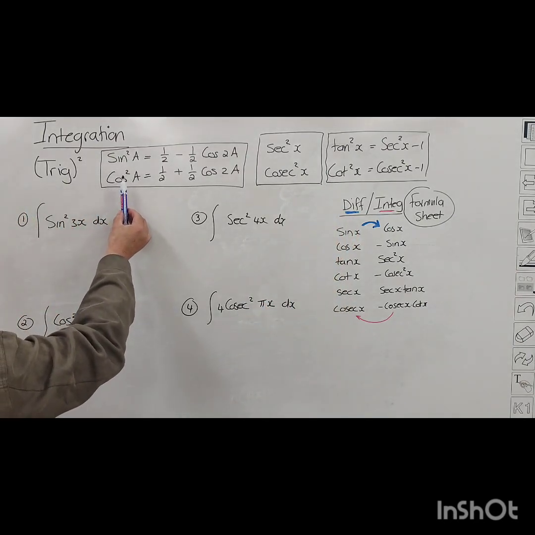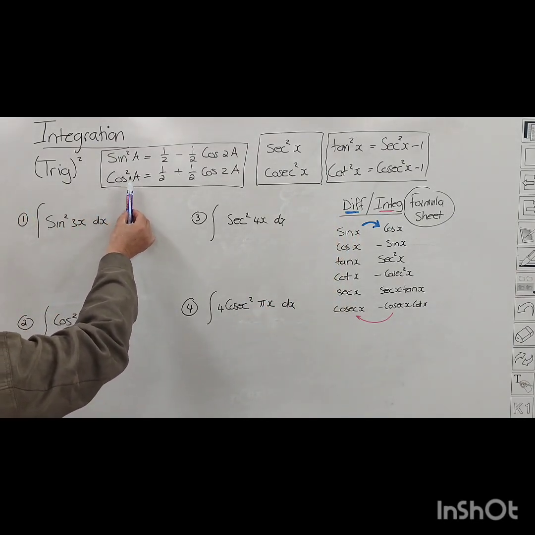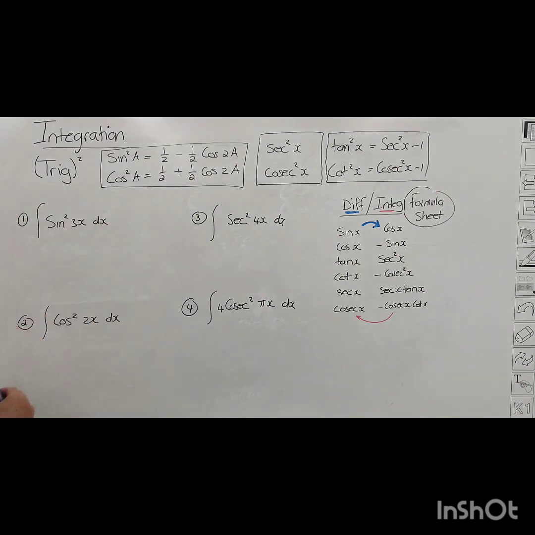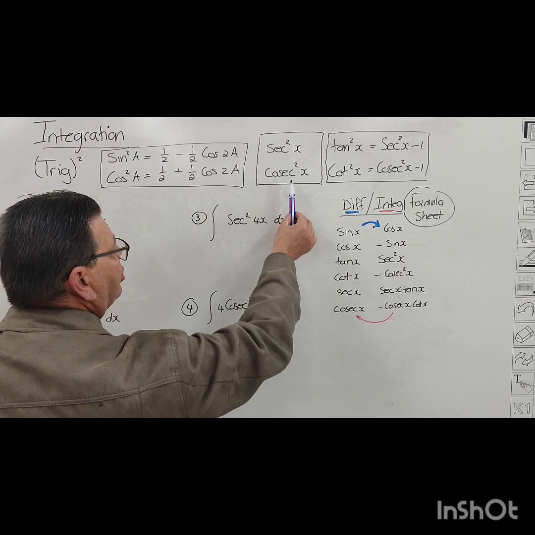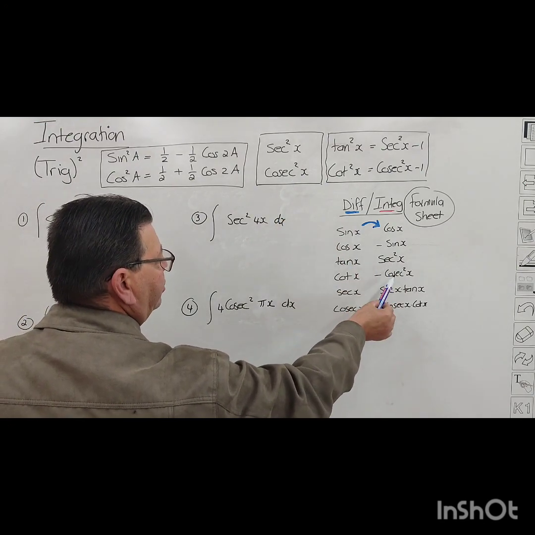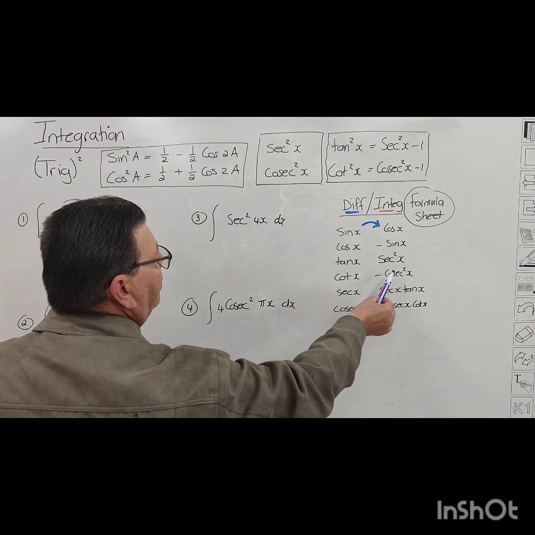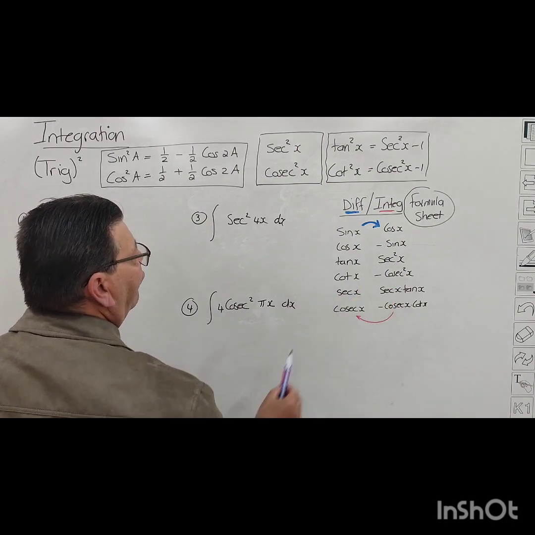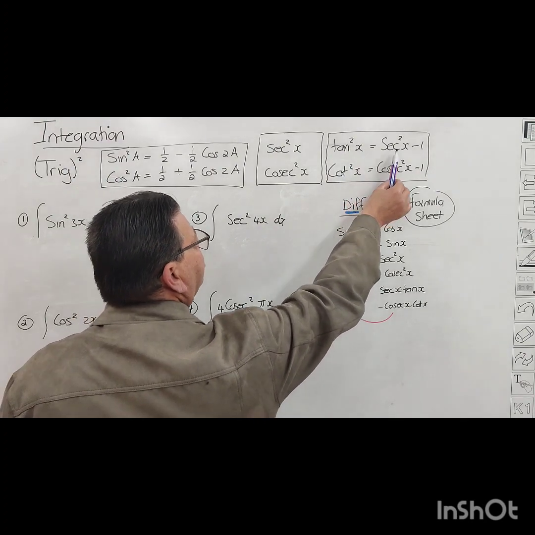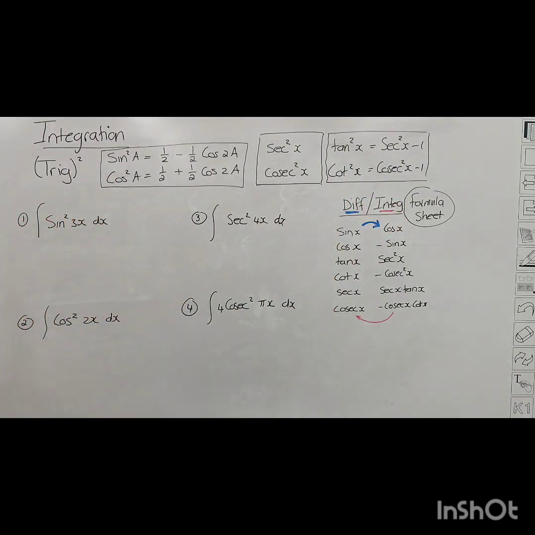So on the first page of the formula sheet, you will find these two formulas for sine square and cos square. Sec square and cosec square already form part of my differentiation and integration table. So I do not have an additional formula for that. Tan square and cot square, I will just use the square identities as it is on my first page of the formula sheet. So let's start with an example.